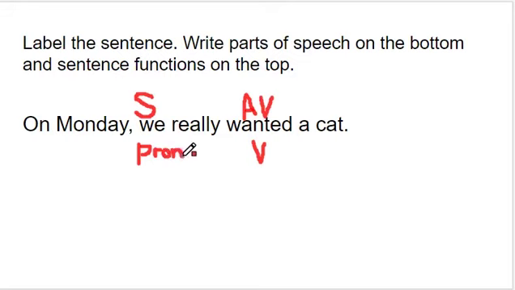Now, if you've got an action verb, you can check to see if you have a direct object, and the direct object will answer the question subject verb what. We really wanted what? Well, we've got an answer to that question here, right? We really wanted a cat. So cat's going to be our direct object. And of course, it's a noun.